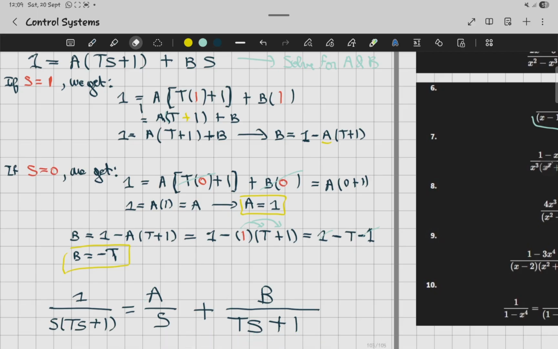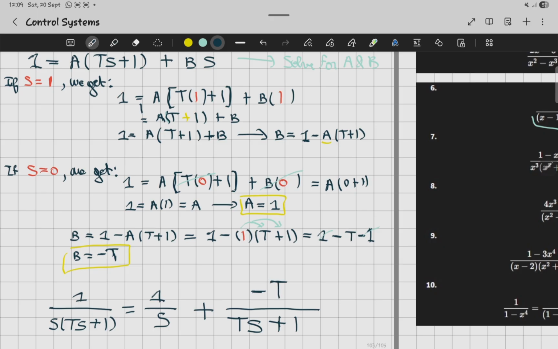what is the value of a? We're going to replace it by 1. And what is the value of b? B, it's negative t.